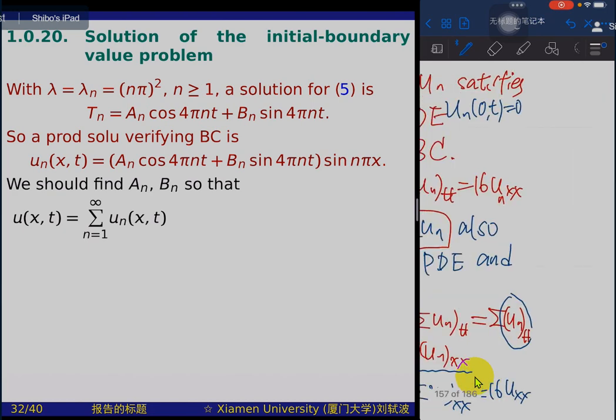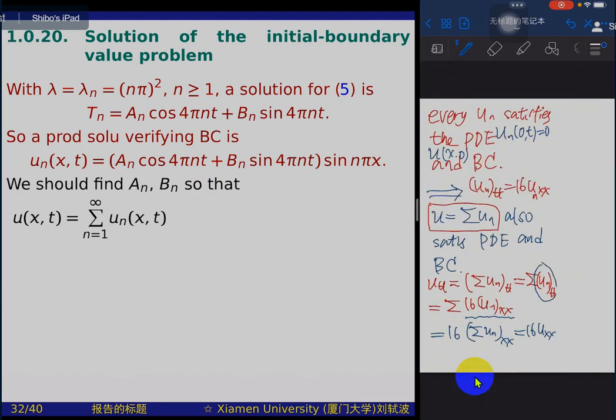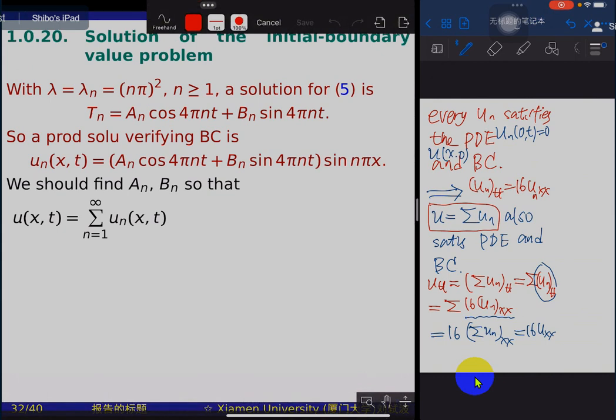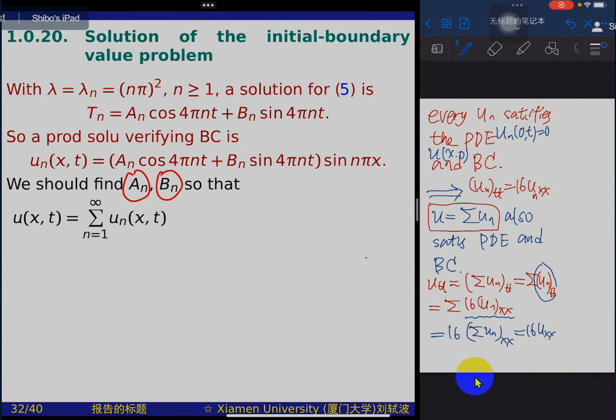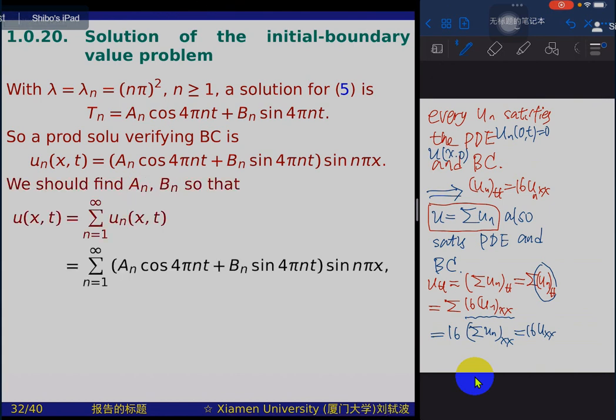So our argument shows that this u defined by this series satisfies the PDE, that is our wave equation, and also satisfies the boundary condition. But we don't know whether it satisfies the initial condition. To have this u satisfy the initial condition, you should pick suitable coefficients a_n and b_n. So we should try to find a_n and b_n such that this solution, u(x,t), which is this series, satisfies the initial condition.